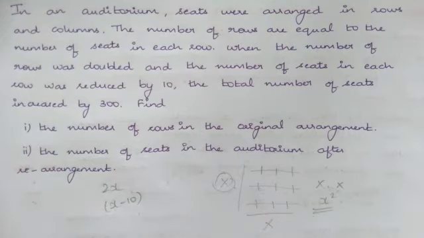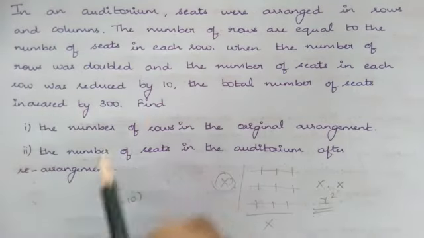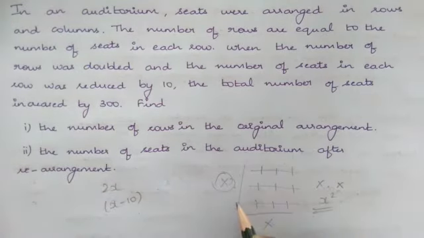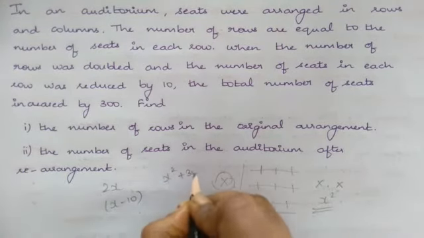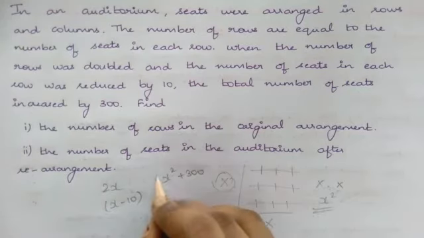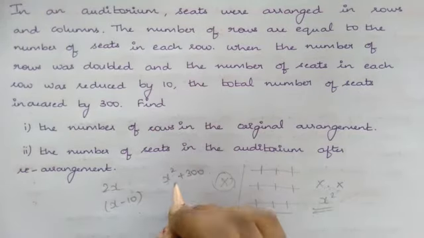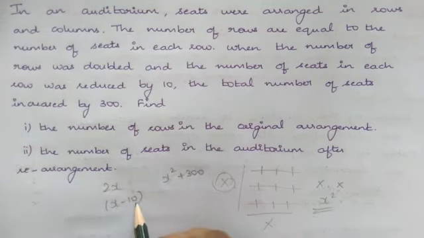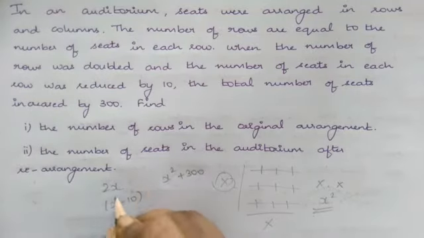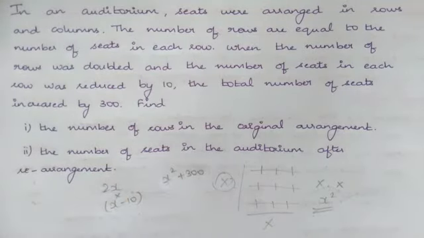The total number of seats is increased by 300. Actually, if we have x rows and x seats in each row, we have x squared seats. Now we are going to have x squared plus 300 seats. How did we get this x squared plus 300? Because in the new arrangement, we are going to have 2x rows, and in each row we are going to have x minus 10 seats. So their product is nothing but x squared plus 300.